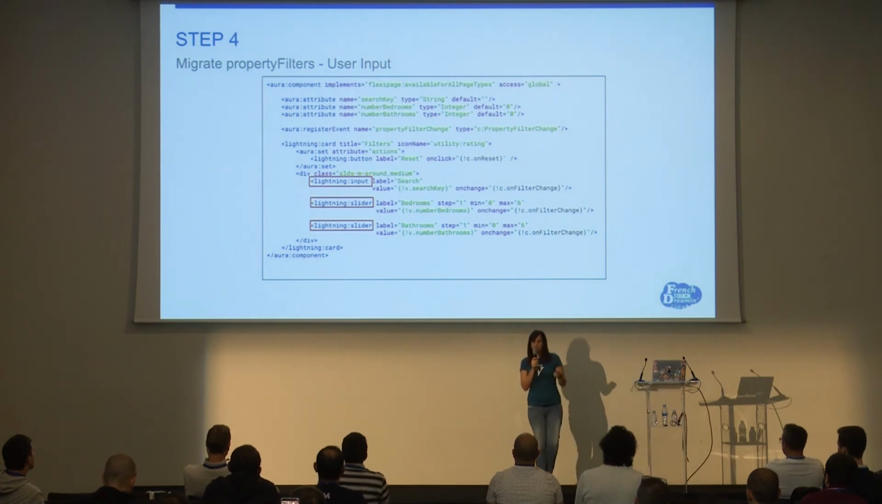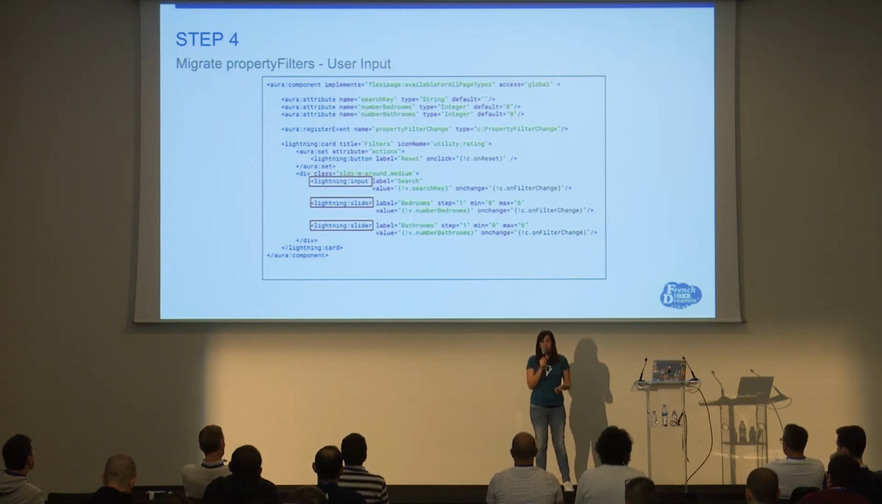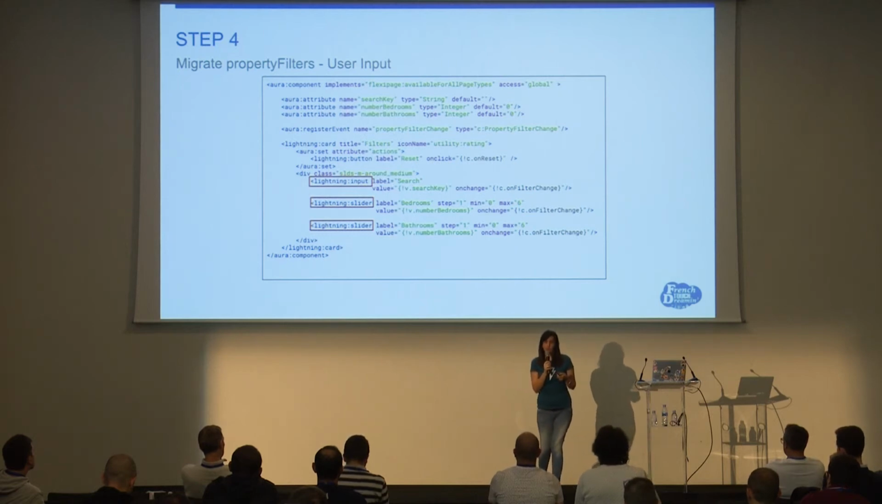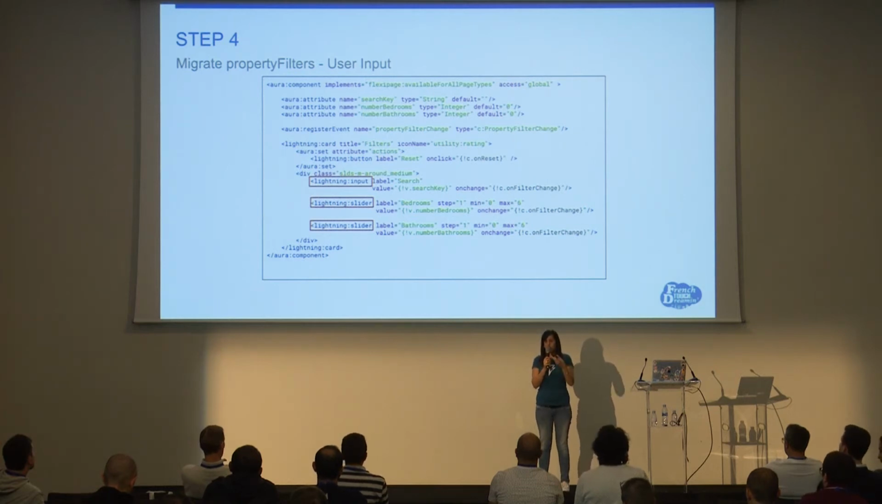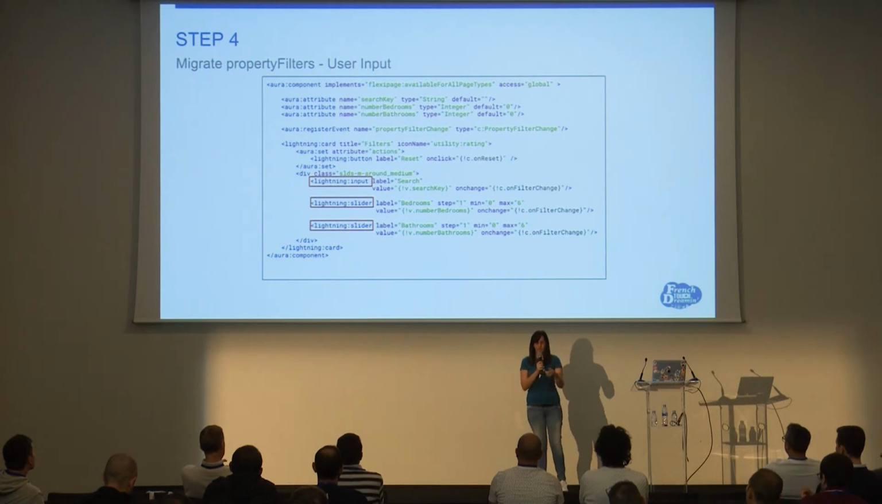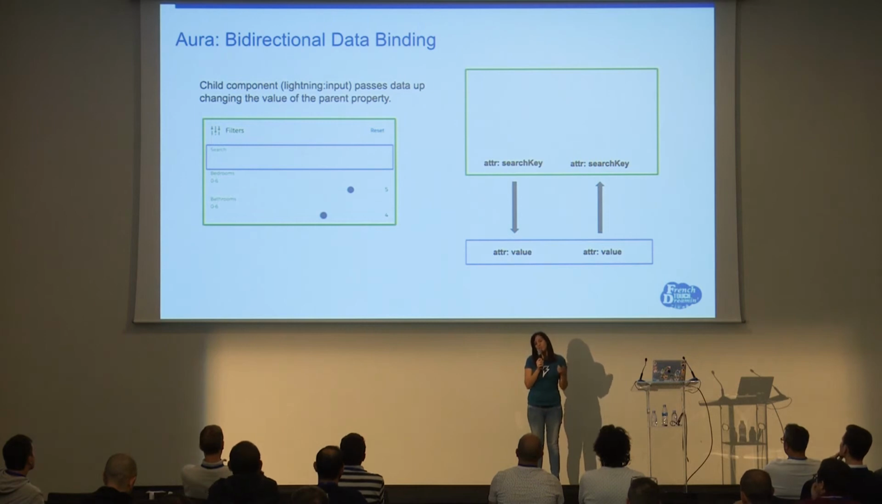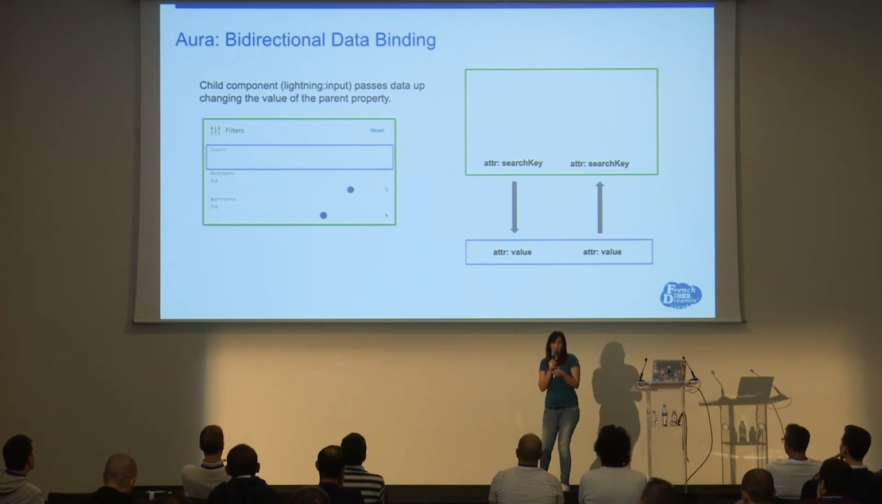Okay, so we said that in this component, we want to get some user input. For that, we are going to use lightning input and lightning slider. These components internally are rendering an HTML input, and they are in charge of getting the input that the user is writing and passing that up to my component, which is property filters. That's important to understand because this has changed in Lightning Web Components, and I think when you understand this, you are going to understand how the full framework works.